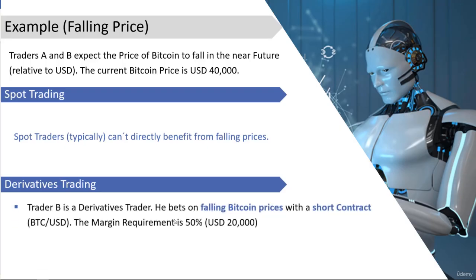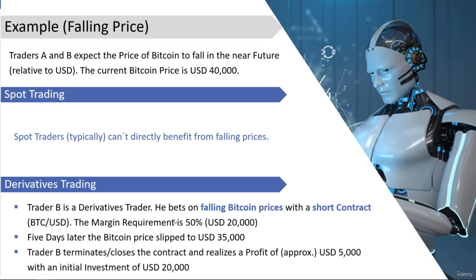And Trader B bets on falling Bitcoin prices with a short contract worth 1 Bitcoin. So to say, he shorts the Bitcoin. And also here the margin requirement is 50%. So he posts a margin of 20,000 to the broker. And 5 days later, the Bitcoin price slipped to 35,000.